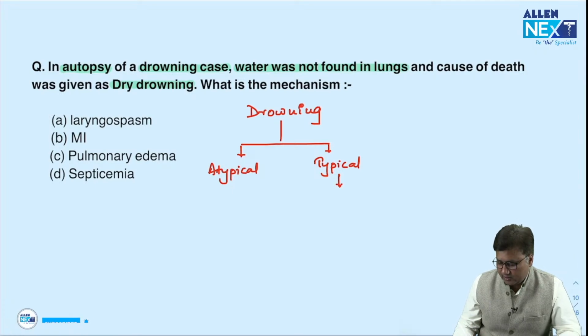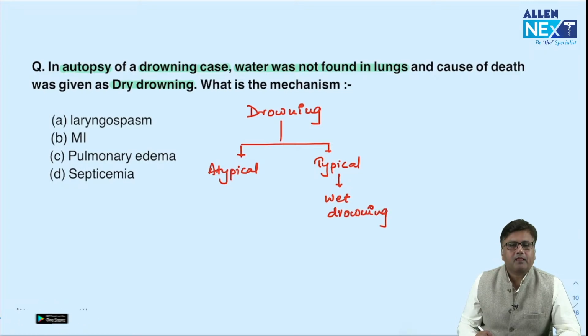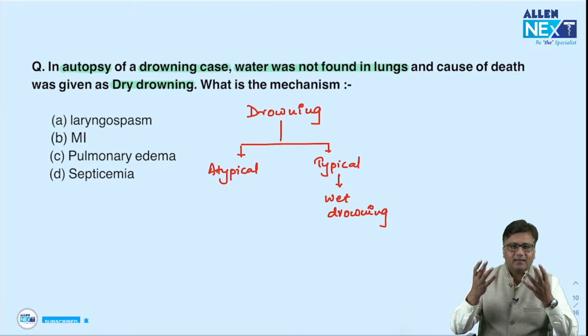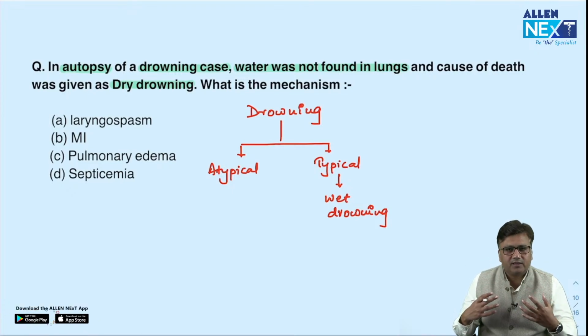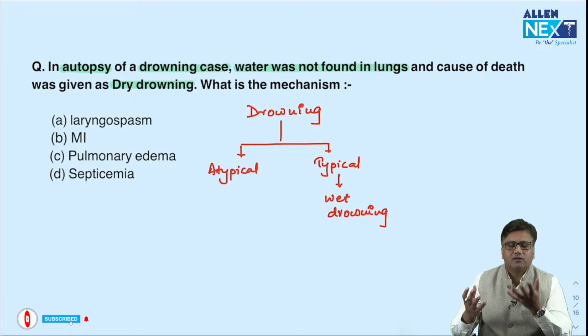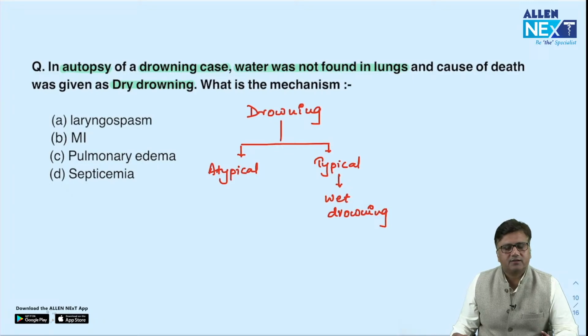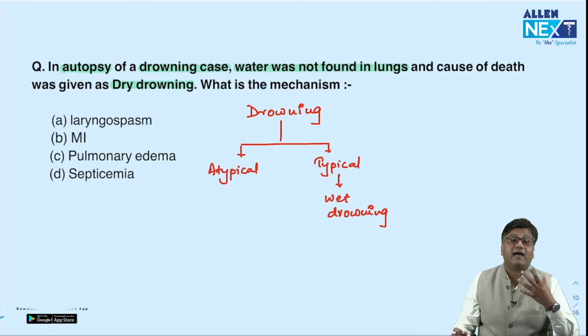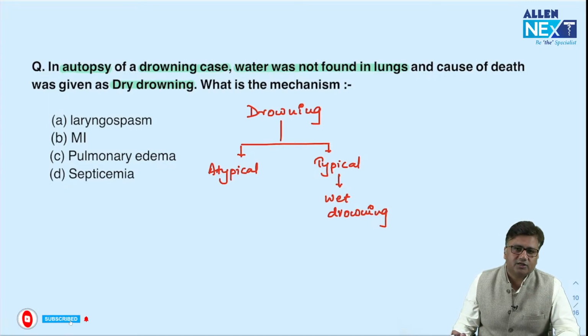टिपिकल ड्राउनिंग क्या होती है? It is the wet drowning, जहाँ पर एक इंसान जो जिंदा है वो पानी में गिरा, he inhaled water as he was breathing, and because of his forced efforts of inhaling, the water goes into his respiratory system and he drowns and dies. उस बॉडी की ऑटोप्सी करोगे, आपको लंग्स में खूब सारा पानी मिलेगा बिकॉज ऑफ एक्टिव inhalations.